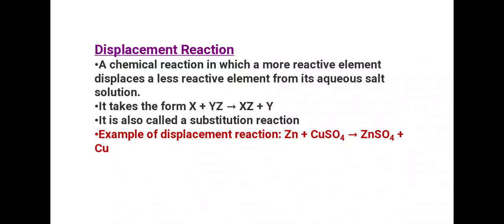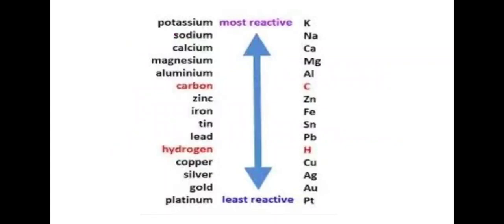Another example of displacement reaction: when a copper wire is placed in silver nitrate solution, the color of the solution changes to blue due to the formation of copper nitrate, and silver gets deposited on the copper wire. So copper, being more reactive than silver, displaces silver, and silver separates and gets deposited on the copper wire.